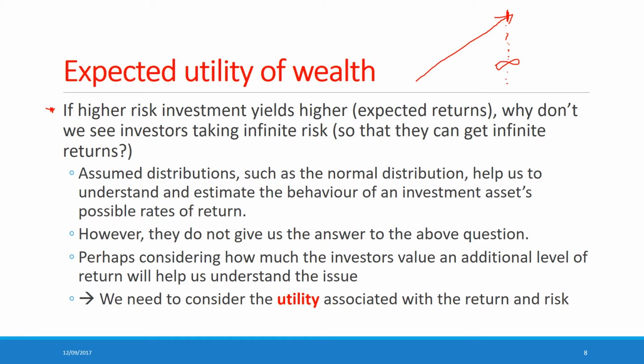So one possible answer here is that we're talking about expected risk and returns, but how about investors' satisfaction, or how much investors value an additional level of return? The reason why investors don't take infinite risk so that they can get infinite returns is maybe because they put different values on different levels of returns. Therefore, we introduce a concept of utility, in which we measure the investor's satisfaction out of a certain investment.